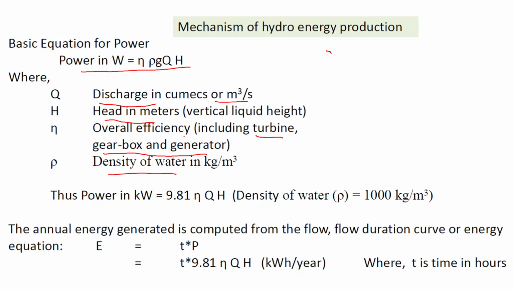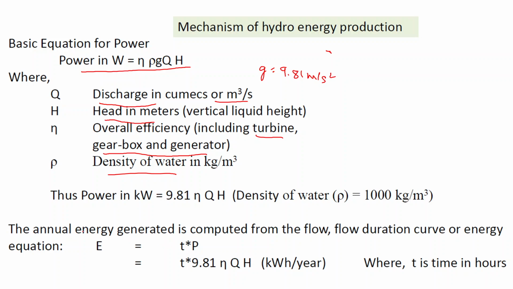So if this is in kg per meter cube, and we put the value of g, which is 9.81 meter per second square, then we get 9.81 into efficiency into the discharge rate of water into head. If we put this rho also as 1000 and divide by 1000, obviously it is in watt. And if we multiply with 1000 and then divide by 1000, then we get this in kilowatt. So power in kilowatt is basically 9.81 into efficiency into Q into H.